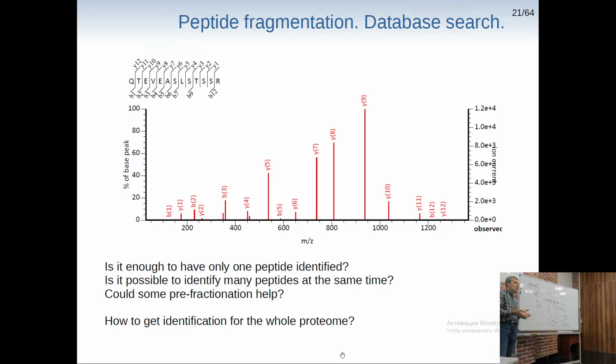Actually, mostly we do this kind of prefractionation by chromatography before entering our sample into the mass spectrometer. Mostly, for proteomics, there is chromatography equipment and a mass spectrometer which are connected.